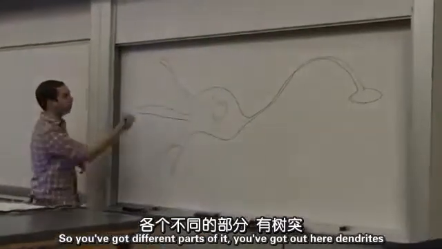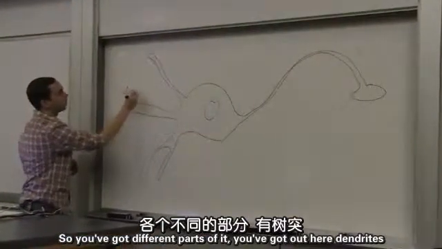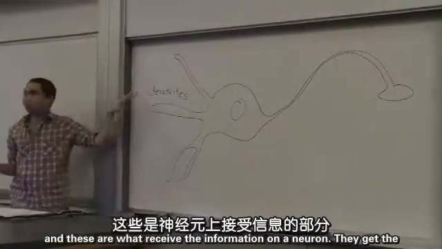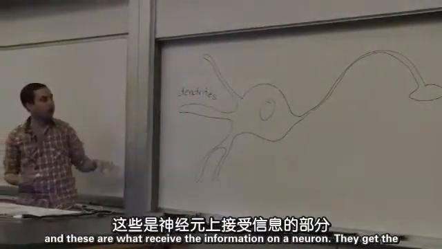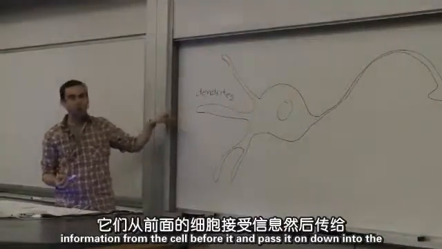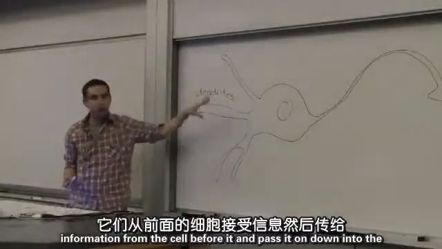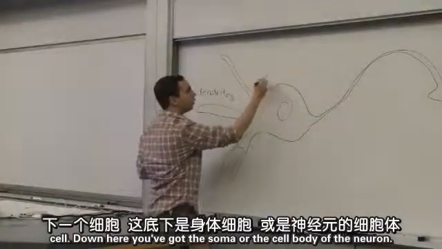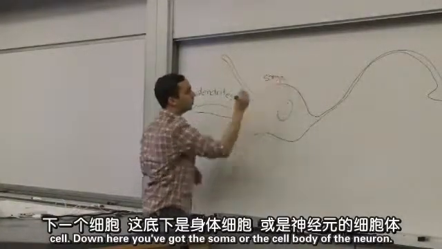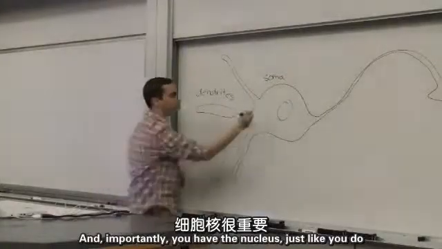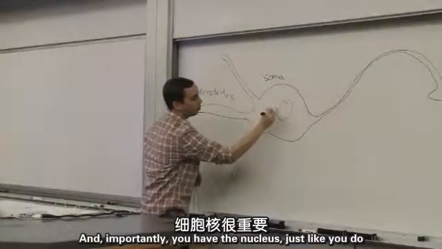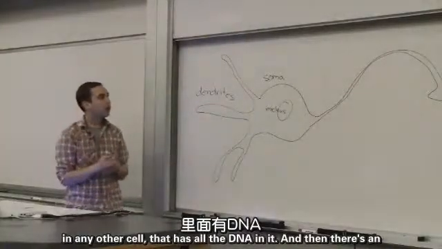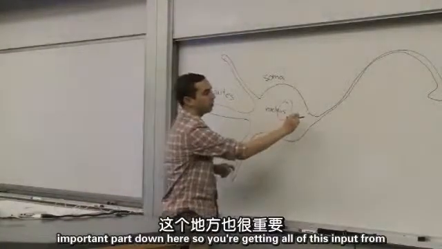So you've got different parts of it. You've got out here dendrites. And these are what receive the information on a neuron. They get the information from the cell before it and pass it on down into the cell. Down here, you've got the soma, or the cell body of the neuron. And importantly, you have the nucleus, just like you do in any other cell, that has all the DNA in it. And then there's an important part down here.